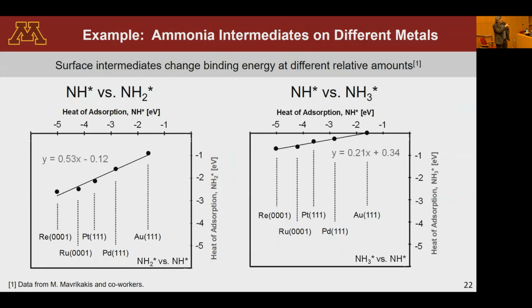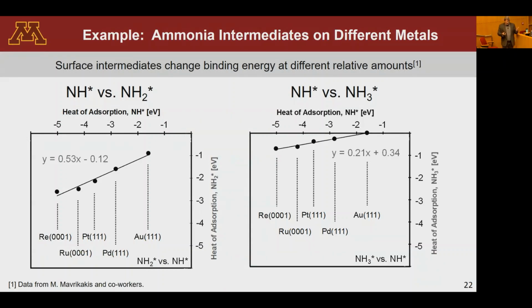Here's the heat of adsorption of NH* and the heat of adsorption of NH2* on rhenium, ruthenium, platinum, palladium, and gold. These are all from the Mavrikakis group at Wisconsin. You can see that they differ by this ratio of 0.5. So depending on how you define your gamma, it's either a half or 2. It depends on which way you're going in the reaction.